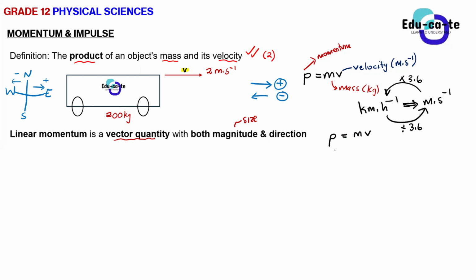Now when you substitute, what is the mass of this car? 200 kilograms. It is in kilograms, so you are allowed to substitute it exactly the way it is, because kilograms is the standard unit for mass in physics. The velocity is 2 meters per second. So the momentum here is going to be 400. 400 what? What is the momentum here? 400 kilogram meters per second.